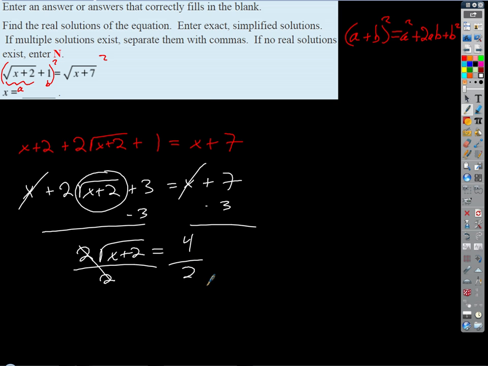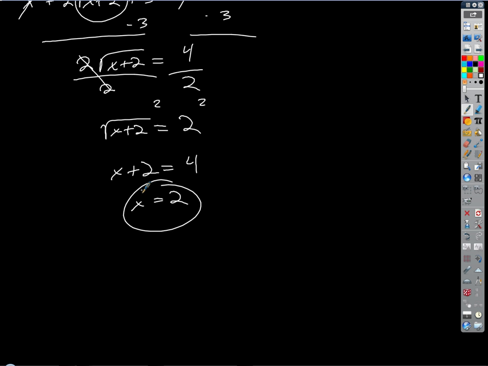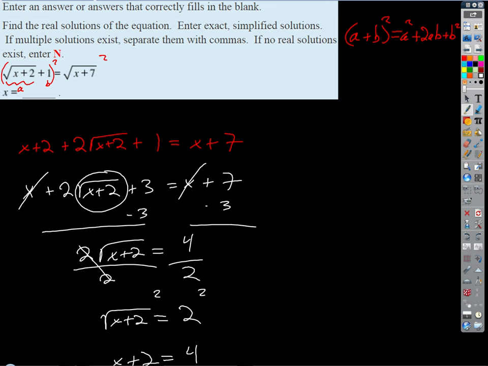Divide by 2, and I get the square root of x + 2 equals 2. If I square both sides, I get x + 2 = 4. Subtracting 2, I get x = 2. Single solution. So let's go back and check it in the original and see if it works.